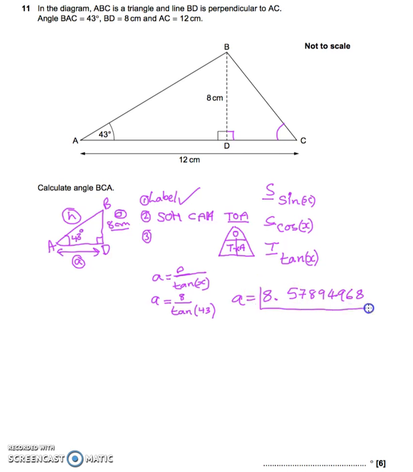That is the number that you would get on the calculator screen, and that is the distance between A and D. A and D is, in this diagram, 8.57 and so on centimeters in length, which means we can now calculate this distance D to C here. All we have to do is 12 minus our answer that we got here.